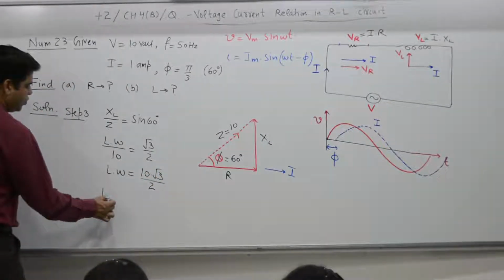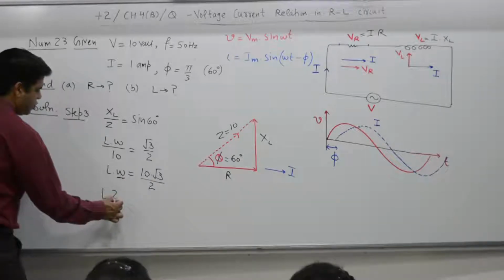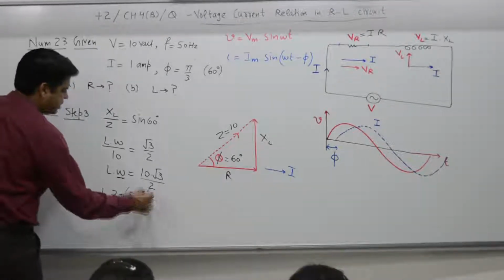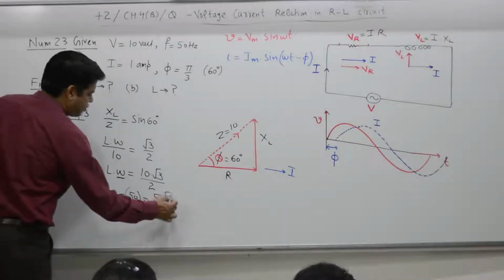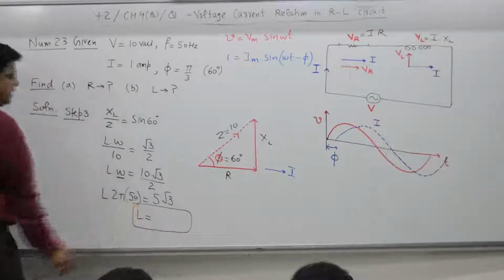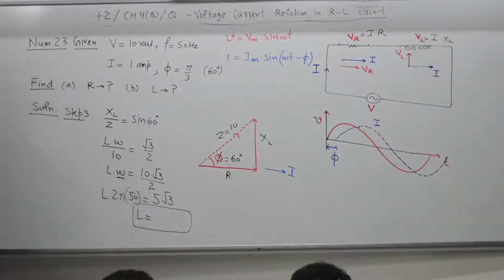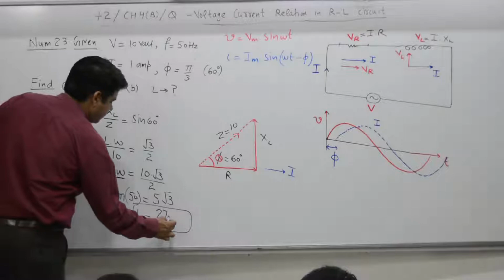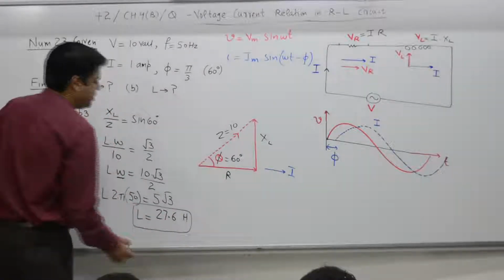L I don't know. Omega is what? 2 pi f. F is 50 hertz. 10 by 2 is what? 5 root 3. Solve and find L is equal to what? In Henry. L comes out to be approximately 27.6 Henry. Solve, confirm, 27.6 Henry. Confirm.